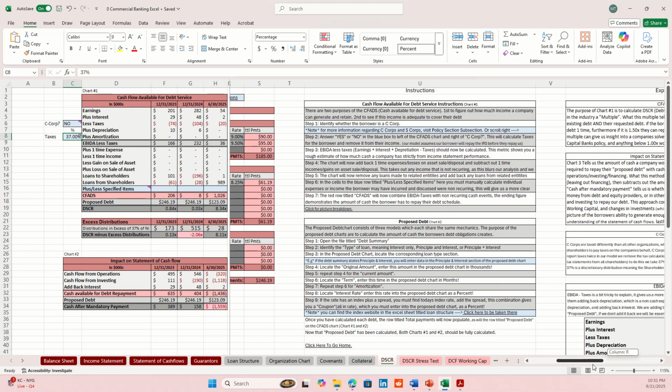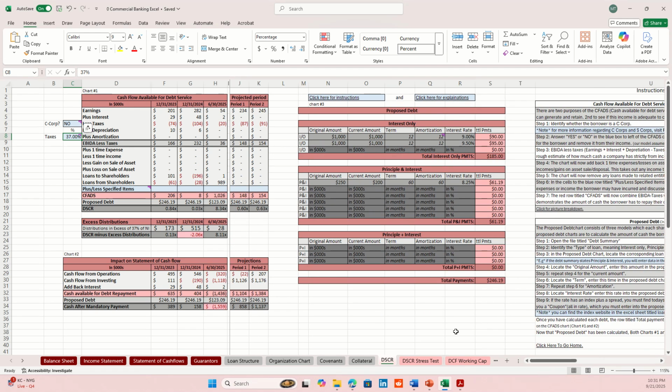Texas happens to be a state that does not charge income tax on the state level. So some states, this would be 54%, right? Some states it's 62%, right? But in Texas, it's only 37% because you only have to pay federal income taxes, okay?